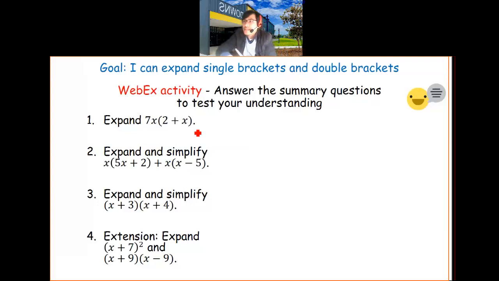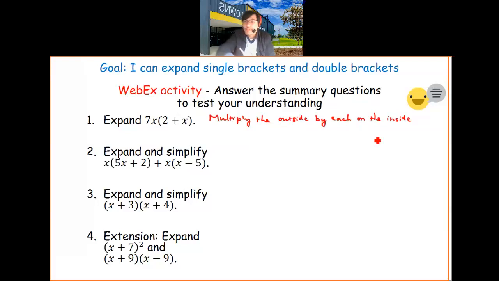So what I can see is that you guys combine the 2 and the x together. Now, one thing I must say is that we cannot combine these together, and the reason for that is one of them has an x and the other one doesn't have an x. So you cannot combine them together. All right. So the way that we expand this is we multiply the outside by each on the inside.